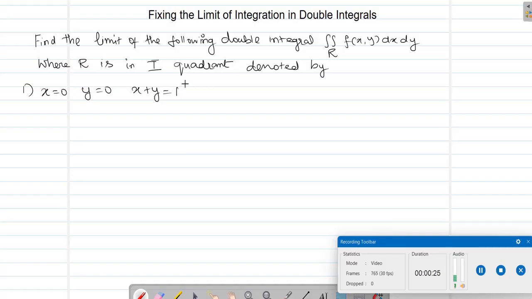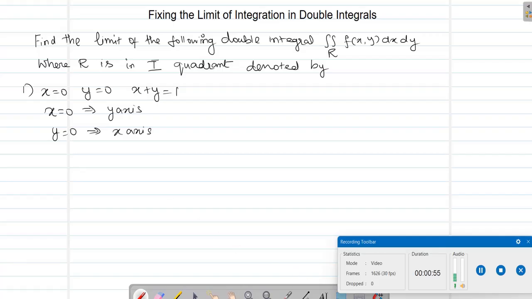Now the first point is to draw the region R where this integration has to take place. We will see what these lines represent. Now we know that x equal to 0 represents your y-axis and y equal to 0 represents the x-axis. So first we will draw these two lines.